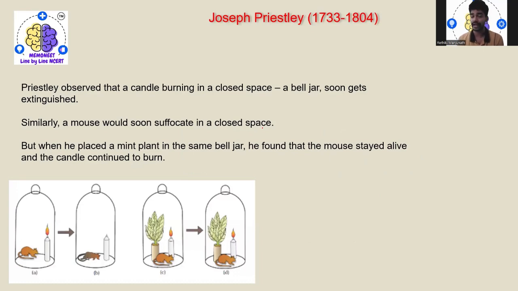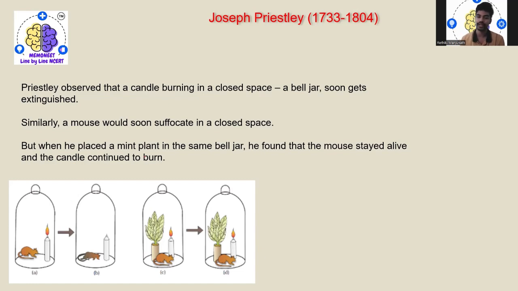Joseph Priestley, in 1733 to 1804, that was his time period. He did a demonstration, an experiment, where he observed a candle burning in a closed space. In one jar, a burning candle and a live mouse were kept and it was closed. After a few minutes, he observed that the burning candle got exhausted. And as a result, after some hours, even the mouse suffered from suffocation in the closed space, and eventually it died.